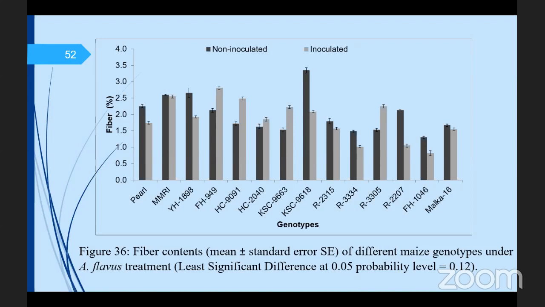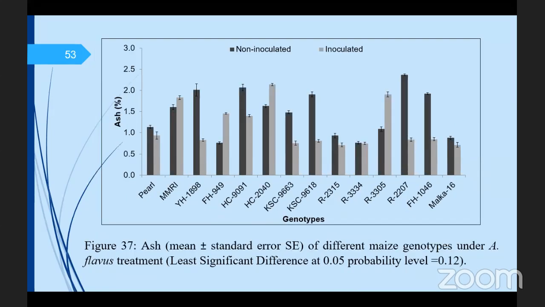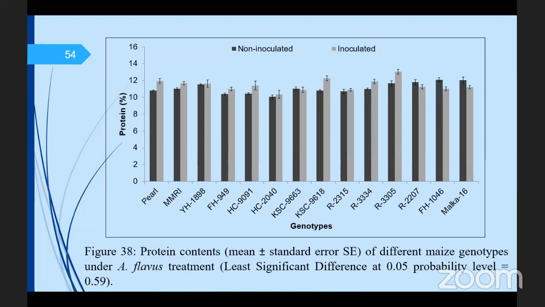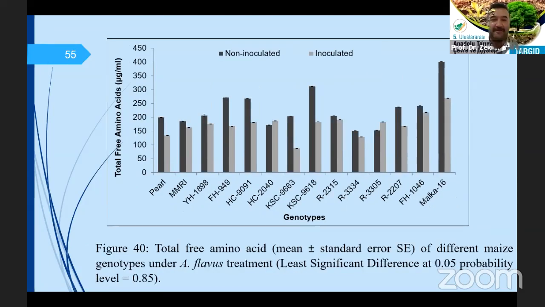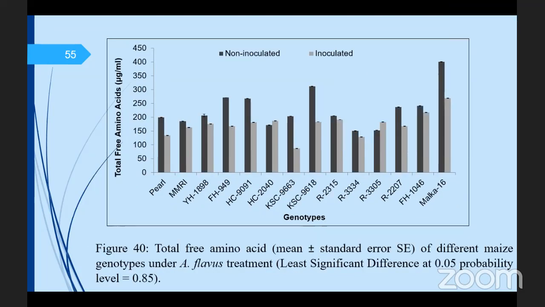And the fiber contents also had a variable response, and ash contents are also variable for Aspergillus flavus. The protein contents in the second experiment were higher in the inoculated group as compared to the non-inoculated group. Total free amino acids were also higher in the non-inoculated group.